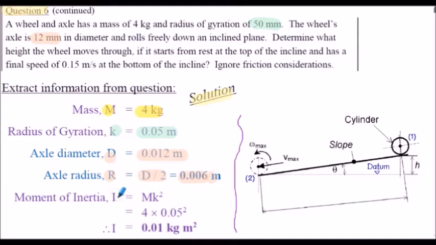We can calculate the moment of inertia I in this case because we have the mass from above, it's 4 kilograms. We have the radius of gyration, 0.05 meters, so 0.05 squared here. So we can determine the moment of inertia for this wheel and axle, and it's 0.01 kilogram meters squared.